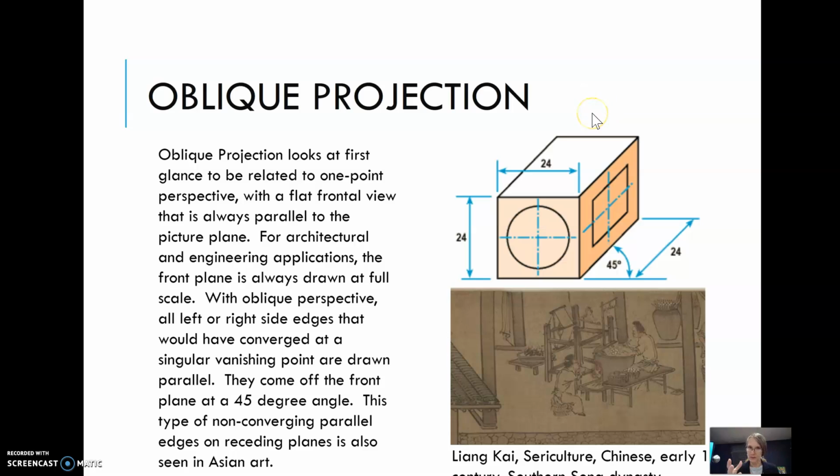And again, from your math studies, this is a 45-degree angle right here. And then this is a 90-degree angle, and that's what most architecture is built off of, is a 90-degree angle, okay? So if you look at this image from the Southern Sung Dynasty, you can see, like with this table, and then the placement of the legs, oblique projection is being used.